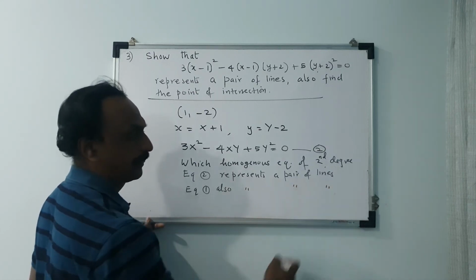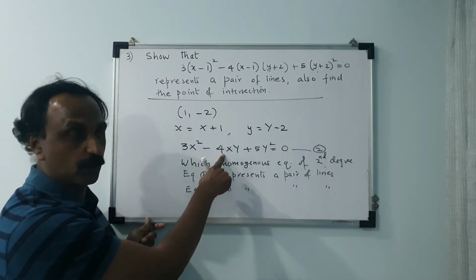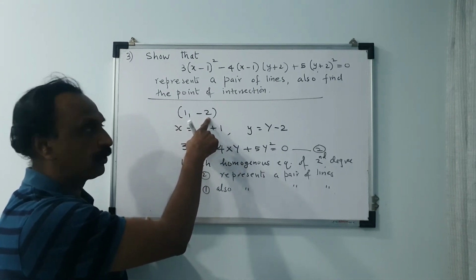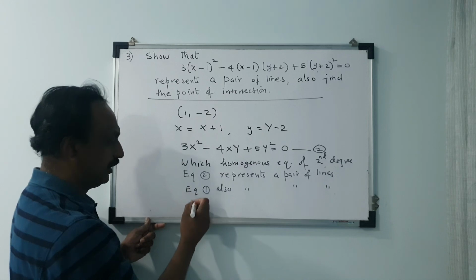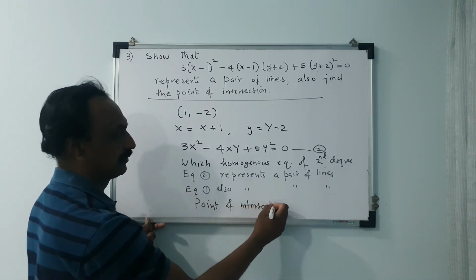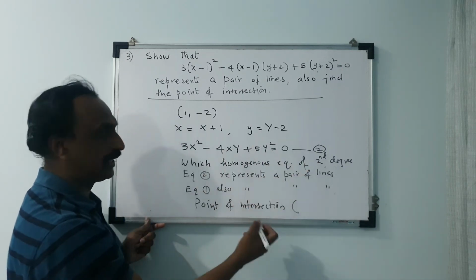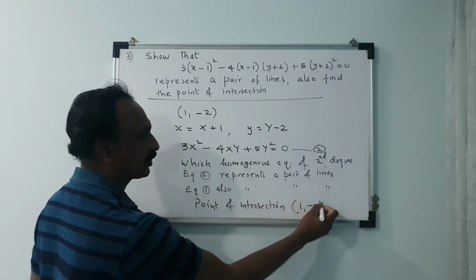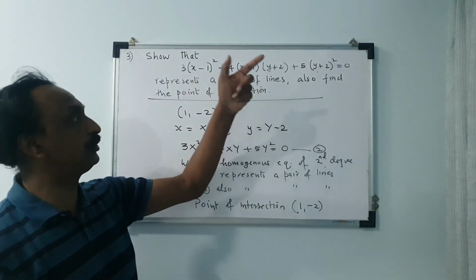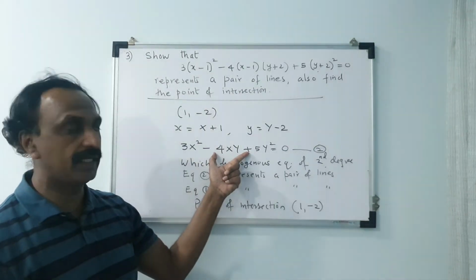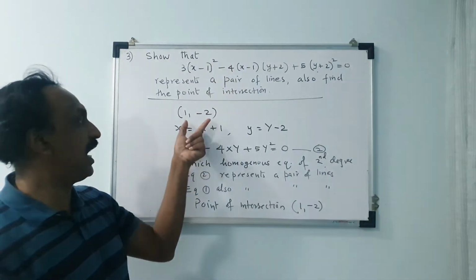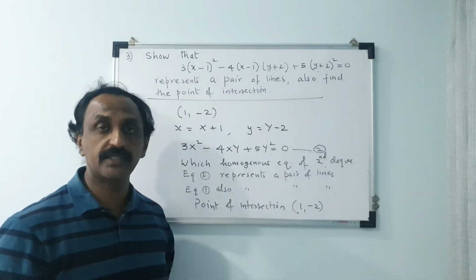The point of intersection of these lines is the origin, and we have shifted the origin to 1 comma minus 2. Therefore, the point of intersection will be the point where the origin is shifted, which is nothing but 1 comma minus 2. So you can just look at it and say your answer. By shifting the origin to 1 comma minus 2, this equation becomes a homogeneous equation of second degree. Hence, it represents a pair of lines. Therefore, the given equation also represents a pair of lines. And wherever we shift the origin, that is the point of intersection of the pair of lines.